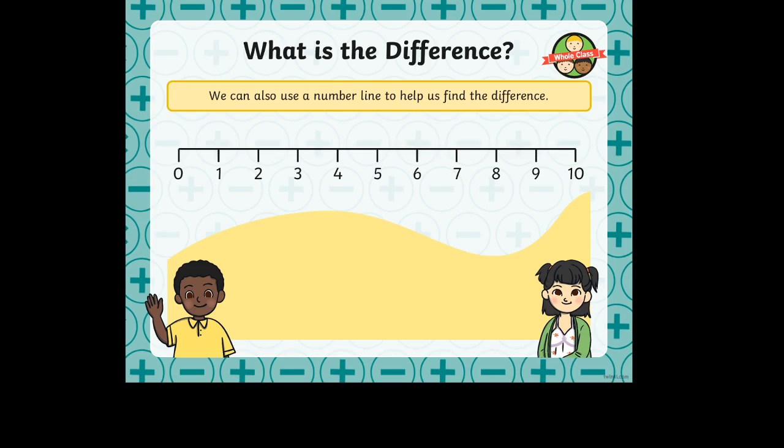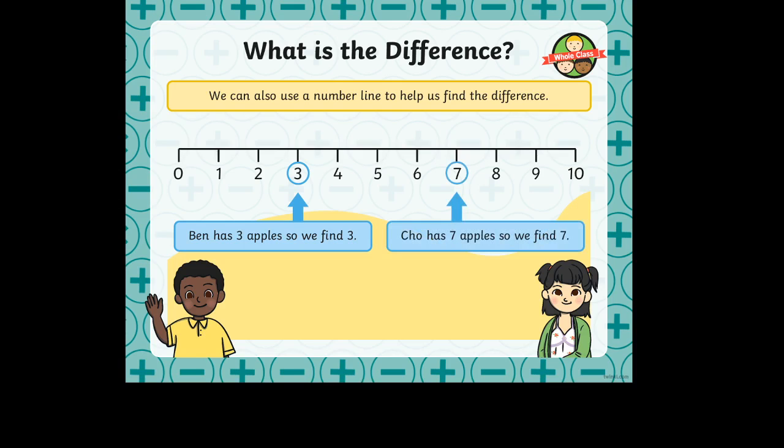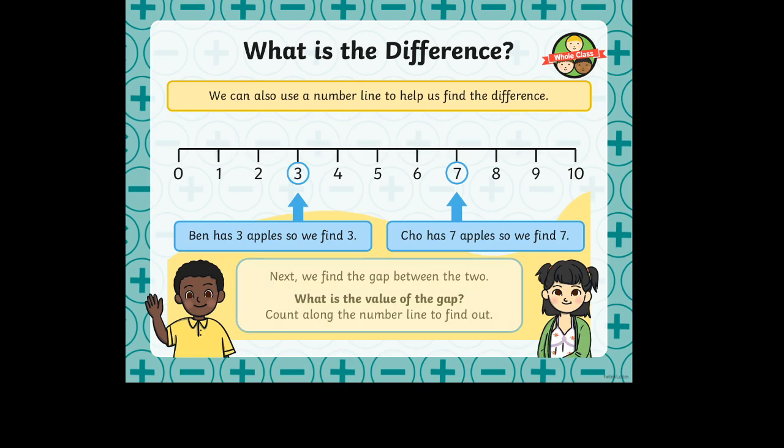We can also use a number line to help us find the difference. Ben has 3 apples, so we find the number 3. And Cho has 7 apples, so we find the number 7. Just like we had before, instead of using cubes, we've got a number line. And we find the gap between them. Count along the number line to find out. So let's start at the 3, and we're going to count the jumps to the 7.